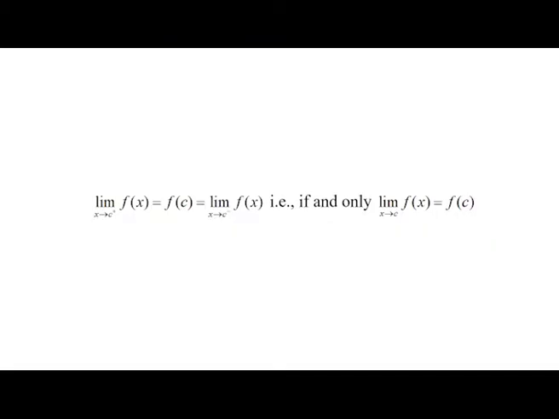With the definition of one-sided continuities, we can say that f is continuous at a point x equal to c in its domain if and only if it is both right continuous and left continuous at the point. If and only if limit of f of x as x approaches c from the right equal to f of c equal to limit of f of x as x approaches c from the left. That is, if and only if limit of f of x as x approaches c is f of c.